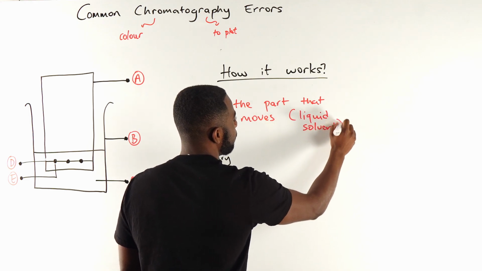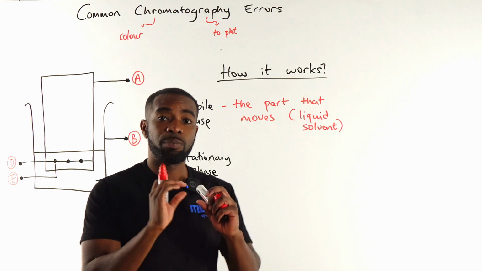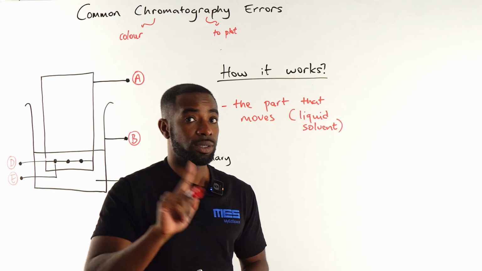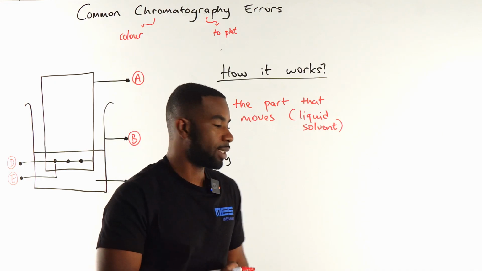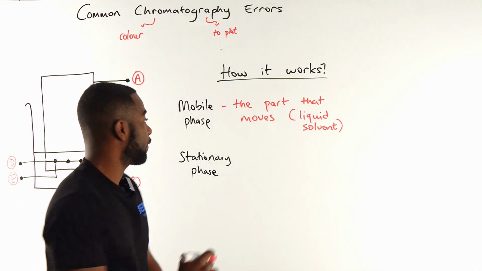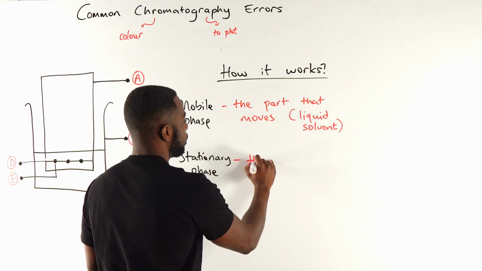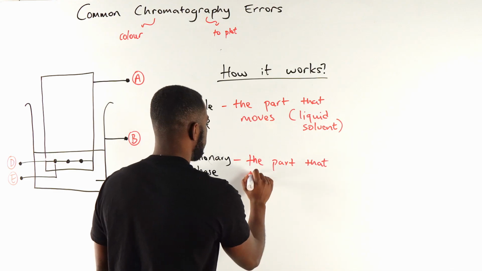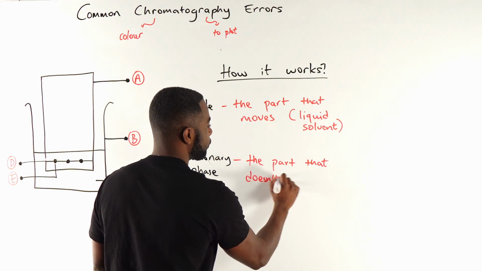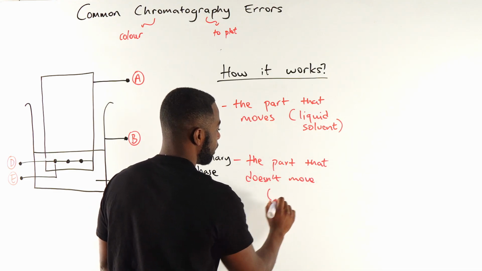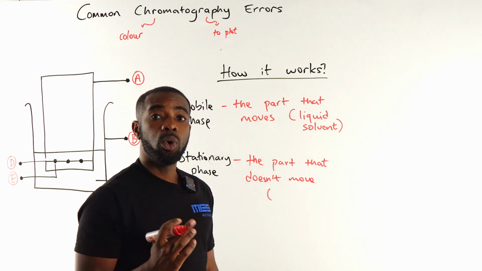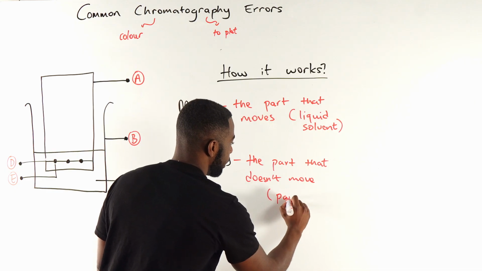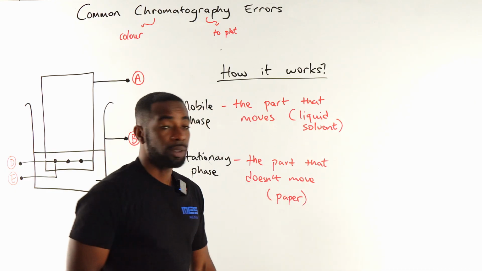Be aware, lots of people get this confused and think that the spots traveling up the paper, because they move, are the mobile phase. That is not true. Mobile phase, always think solvent. Next, let's look at the stationary phase. So stationary means to stay still. So this is the part that doesn't move. And in our case here, that will be the filter paper or the chromatography paper, depending on what you have available to you. But we can just write paper here so it's very clear.